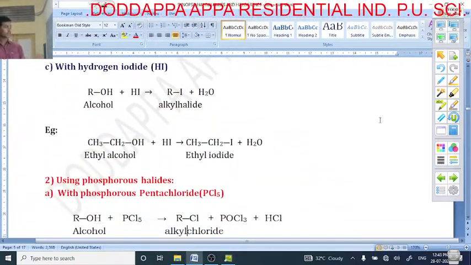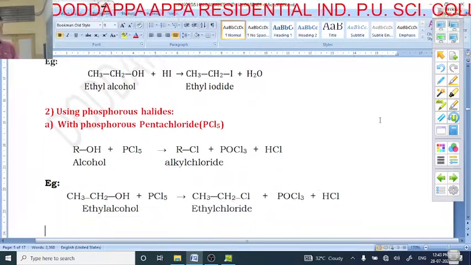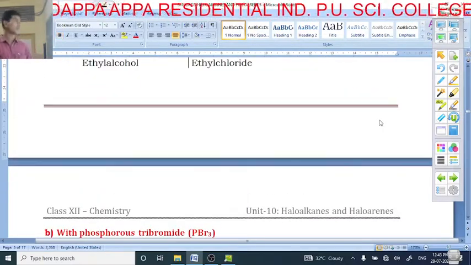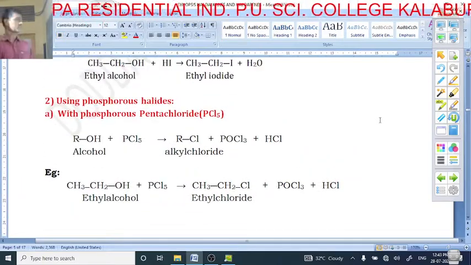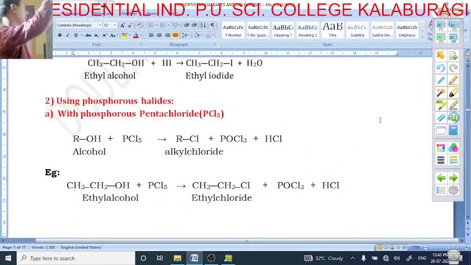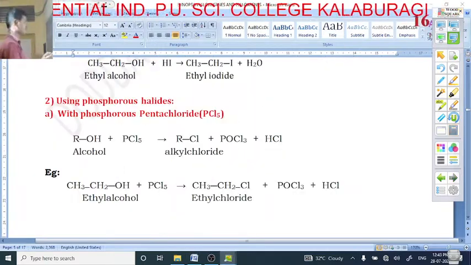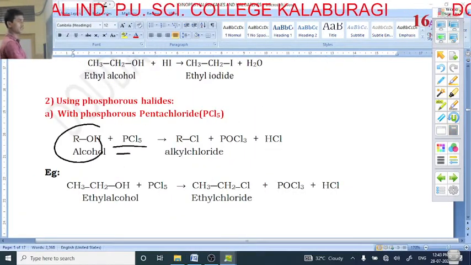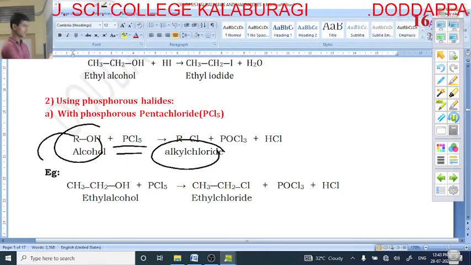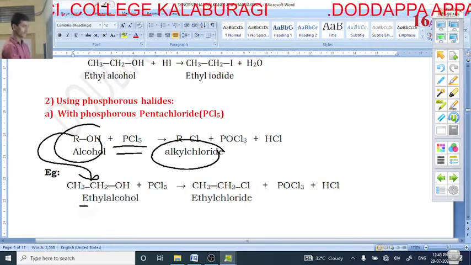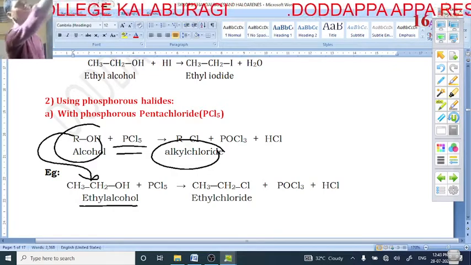The second method of preparation is with phosphorus pentachloride. The alcohol reacts with phosphorus pentachloride and gives alkyl chloride. For example, ethyl alcohol, CH3CH2OH, gives ethyl chloride. Next slide.